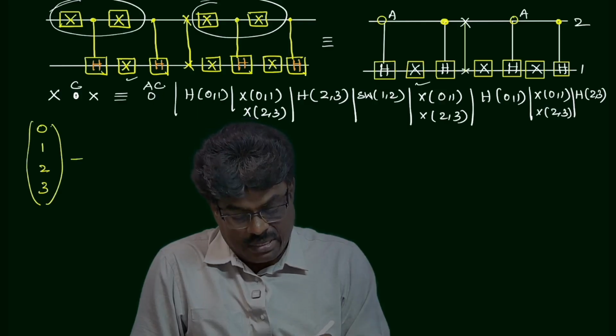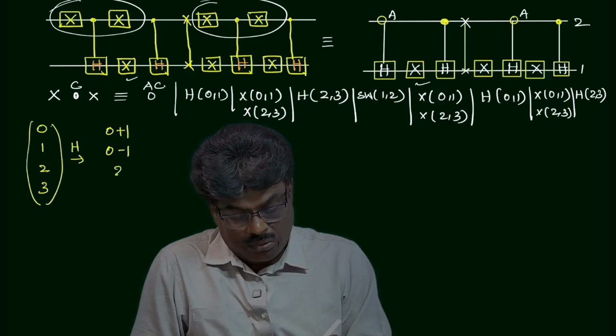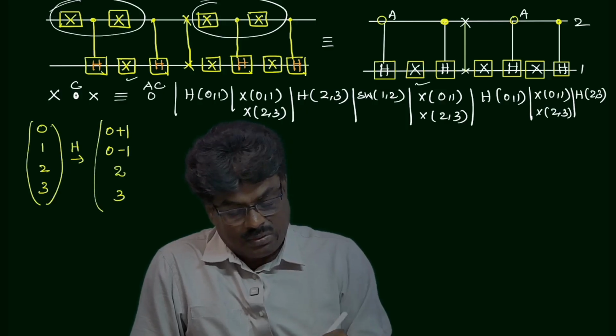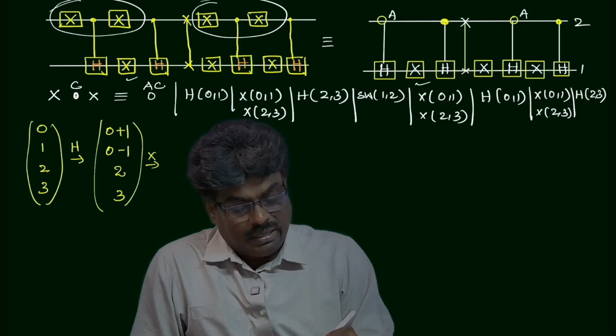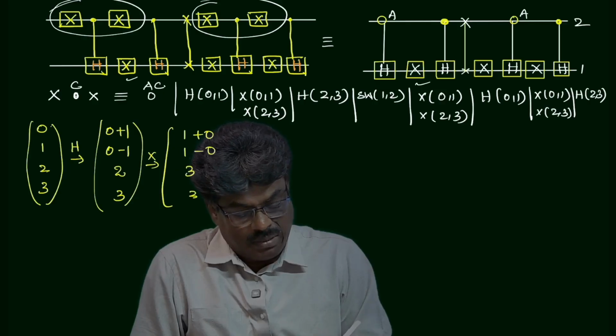at a time I'm taking. So now this is the header mod. So 0 becomes 0 plus 1, 1 becomes 0 minus 1. There is no 2 as usual and 3 as usual. After that, X operation is there, 0 becomes 1, 1 becomes 0, 1 minus 0, 2 becomes 3, 3 becomes 2.